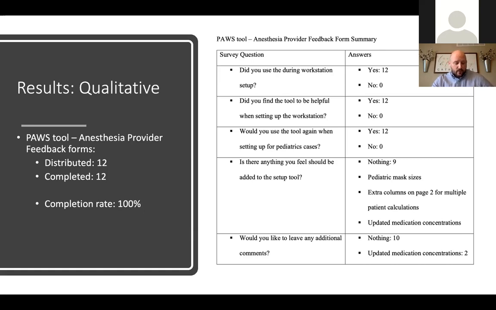Of particular note, all the respondents indicated the PAWS tool was helpful in preparing for pediatric anesthesia and that they would use the tool again when preparing the workstation for pediatric patients. The most common recommendation made regarding the tool was that medication concentrations required continuous updating based on facility availability.